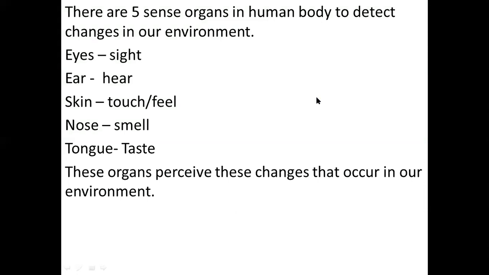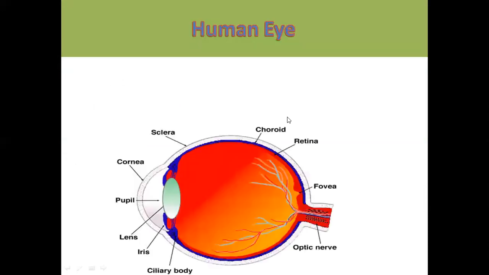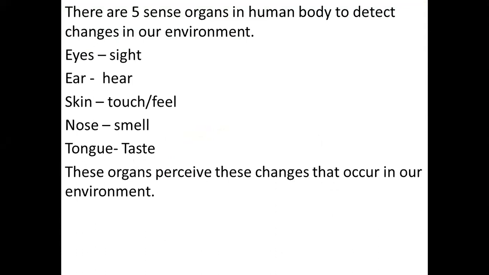Here, there are 5 sense organs in the human body to detect the changes in our environment. The first one is the eye, for sight. Ear, for hearing. Skin, touch and feel. Nose, smell. Tongue, taste. When you were in a small grade, you already learned about them as sense organs. These organs perceive the changes that occur in our environment, right?